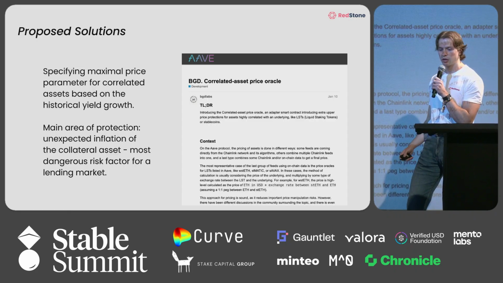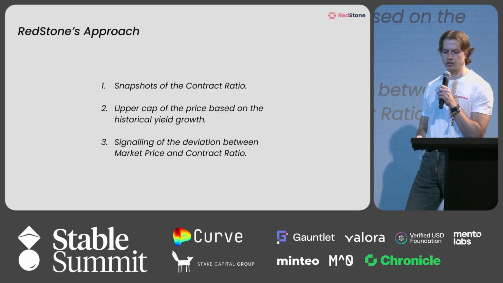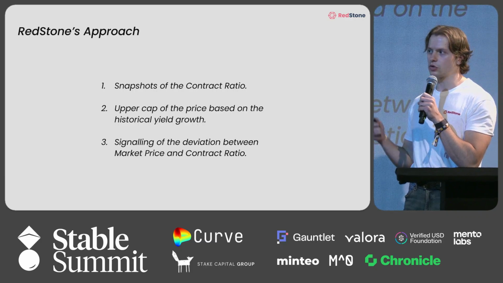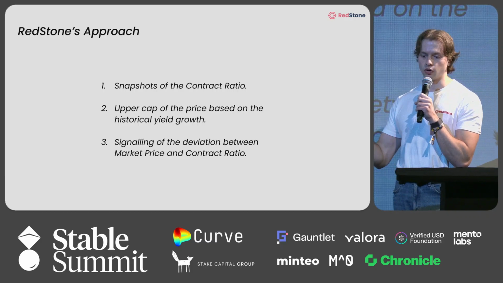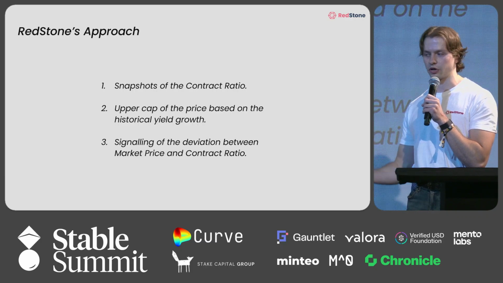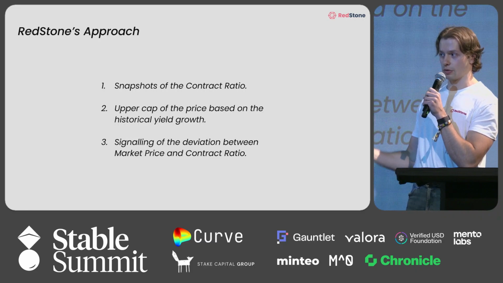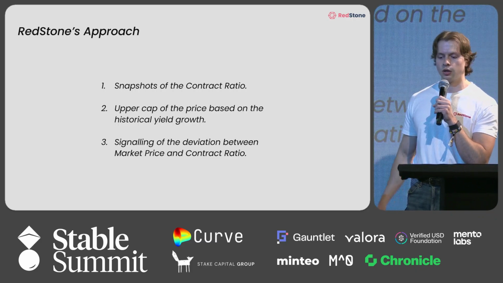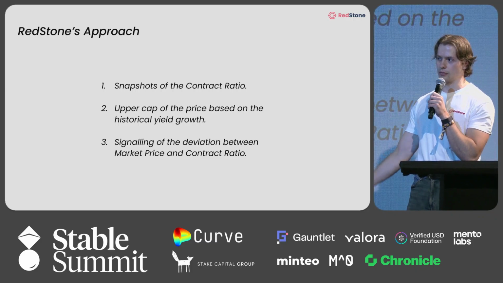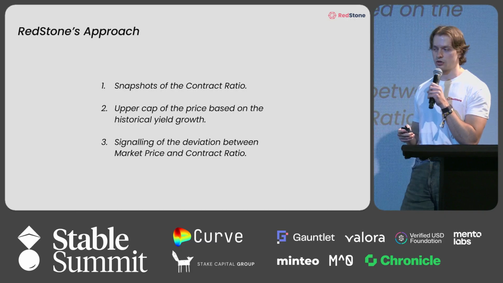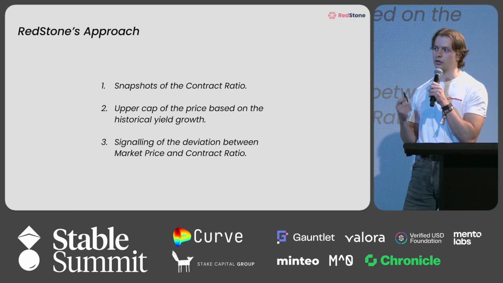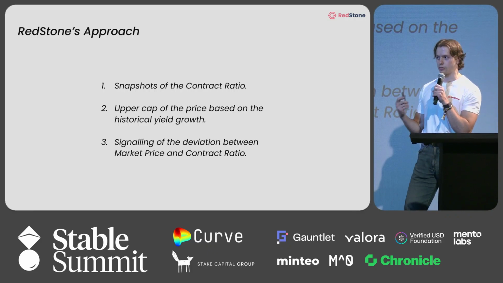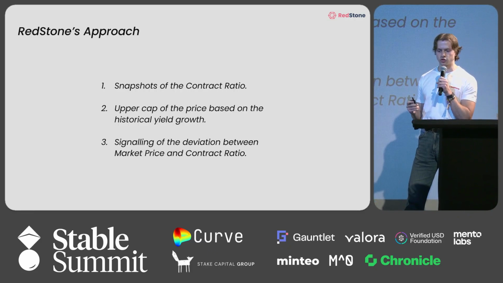But at the same time, when it comes to how we approach this specific problem, yes, we are using caps as well, but we are also adding the market price component. So not only adding the contract price, but also the market price component to check for discrepancies. If there is a big discrepancy between the market price and the contract price, what you have to do as a protocol is just pause lending and borrowing. We also offer snapshots for the contract ratio so that everybody can hold the asset issuer accountable so that it's not possible to exploit the protocol just by misreporting the contract ratio.